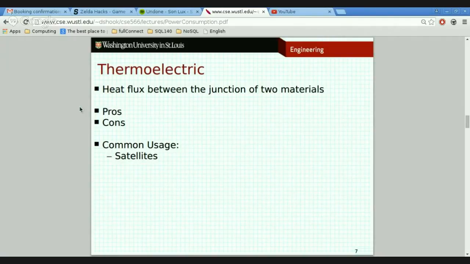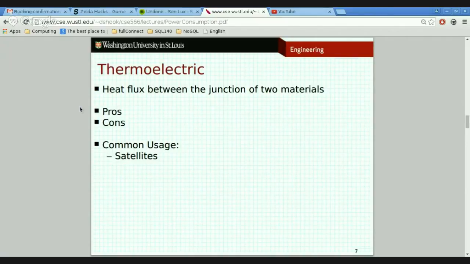It's not particularly efficient at dissipating heat. So, I bring this up because it is very interesting. I find it fascinating. I'm a big fan of physics, and this is directly related to physics, thermodynamics, right?